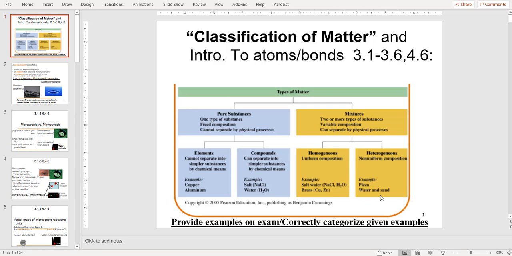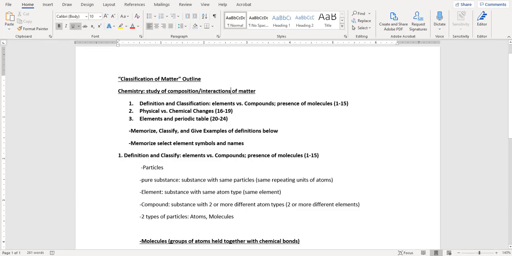This video is over classification of matter. Now we start to answer the question, what is chemistry? And we give you a little bit more details than we did in the previous chapter. Going to our outline. Chemistry is the study of the composition and interaction of matter.